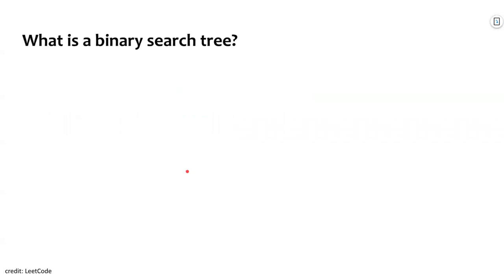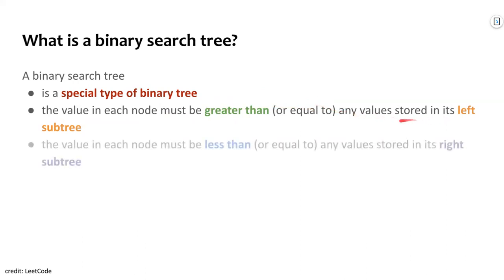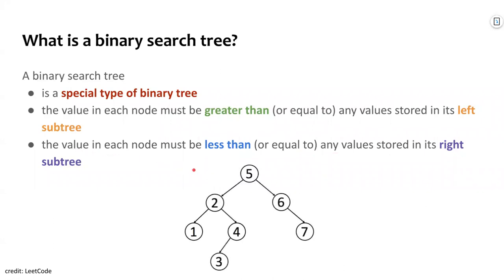By the way, what is a binary search tree? A binary search tree is a special type of binary tree, and the value in each node must be greater than or equal to any value stored in its left subtree. And the value in each node must be less than or equal to any value stored in its right subtree. So what do these two statements mean? I'll show you a picture.